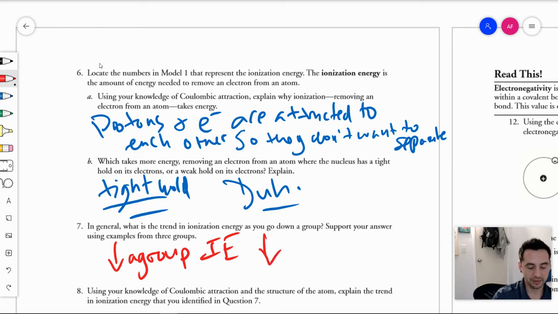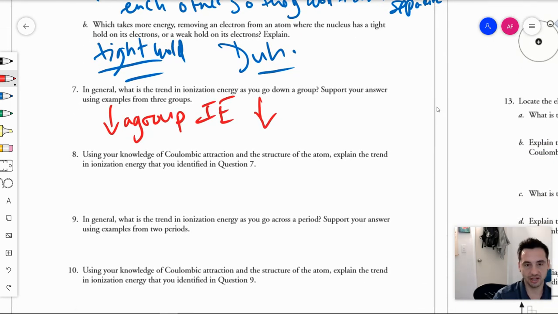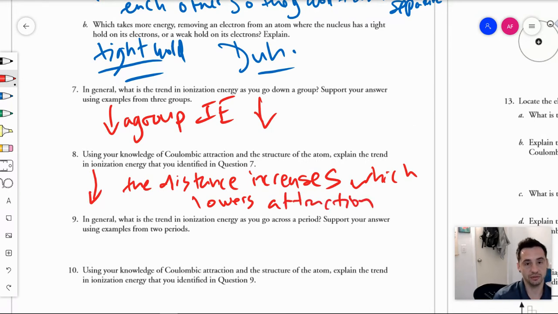Now why would that happen? Why does that occur? Well, as we move down a group, the distance between the protons and electrons is increasing. So as we go down, the distance increases, which lowers the attraction. So it's easier to remove.